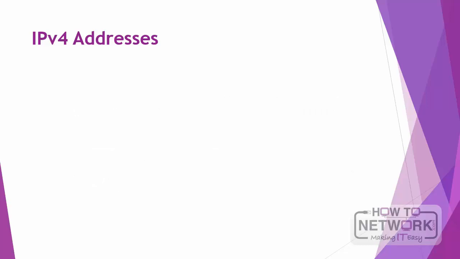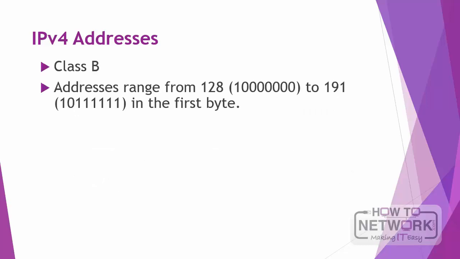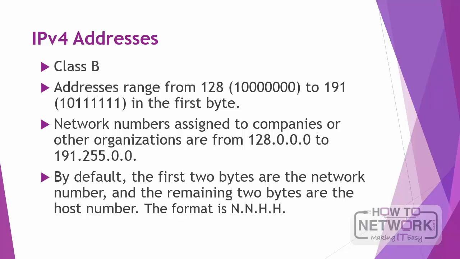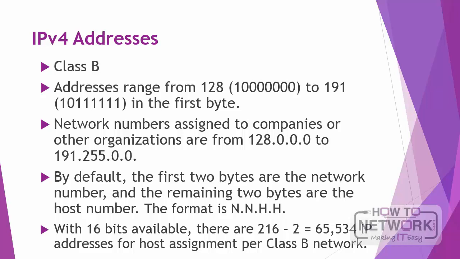Class B addresses range from 128 to 191 in the first byte. Network numbers assigned to companies or other organizations are from 128.0.0.0 to 191.255.0.0. By default, for Class B addresses, the first 2 bytes are the network number, and the remaining 2 bytes are the host number.